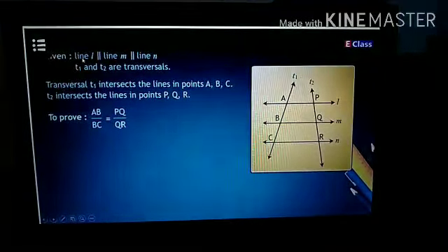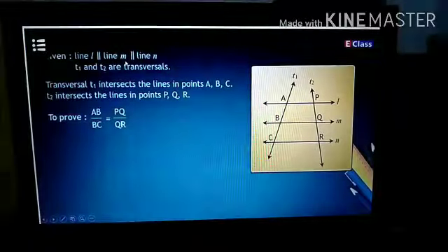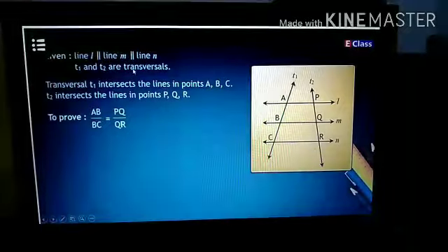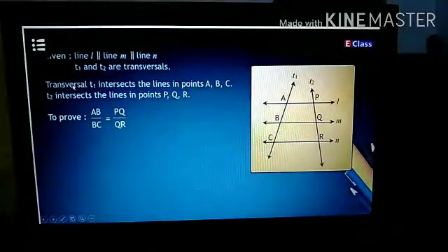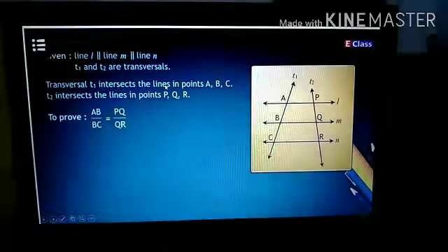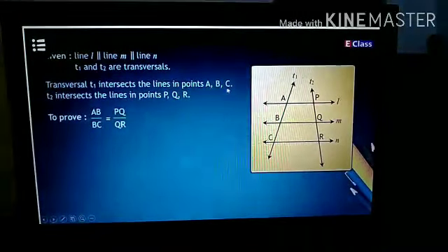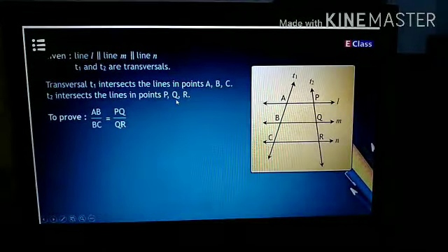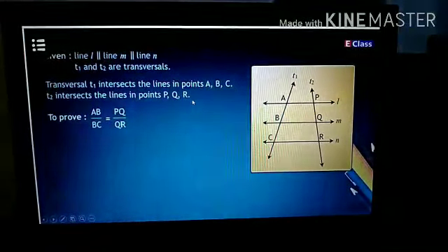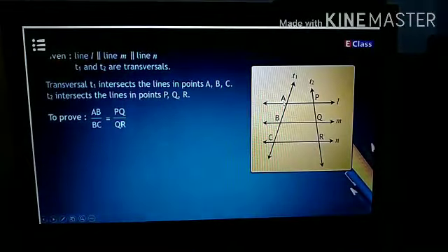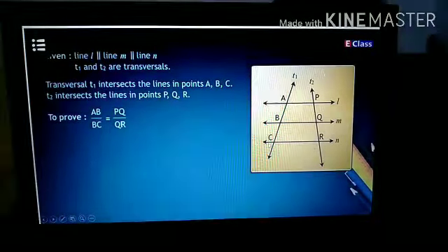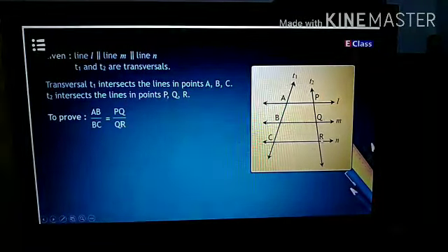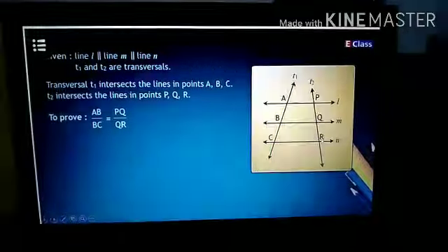So the given is written as: line L is parallel to line M is parallel to line N. T1 and T2 are transversals. Transversal T1 intersects the lines in points A, B and C. T2 intersects the lines in points P, Q and R. We are going to prove the ratio AB upon BC is equal to PQ upon QR. Now let's begin with our proof.